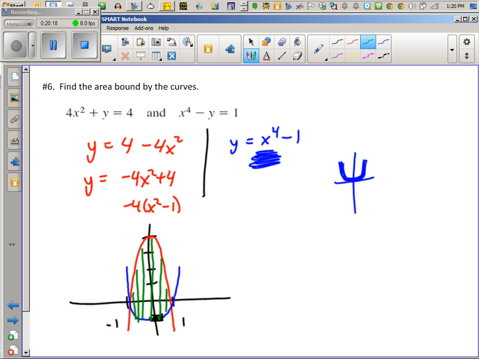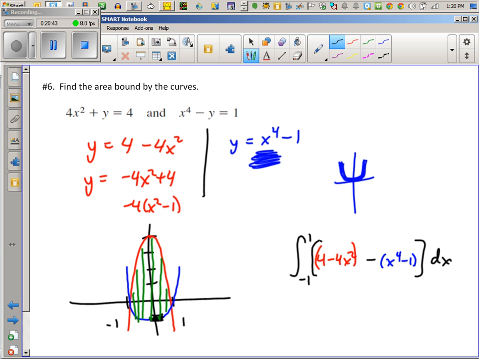So it looks to me like we could just do this in one integral. We'll integrate from -1 to 1. The upper function minus the lower function. Maybe you want that in parentheses, right? Prevent any negative errors. There we go. So it's all one integral.